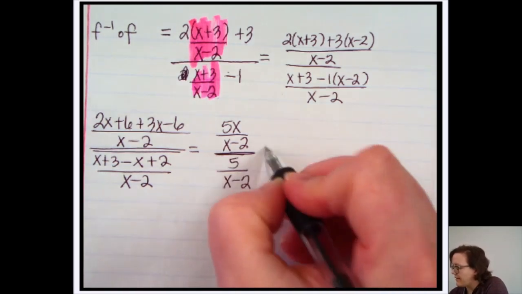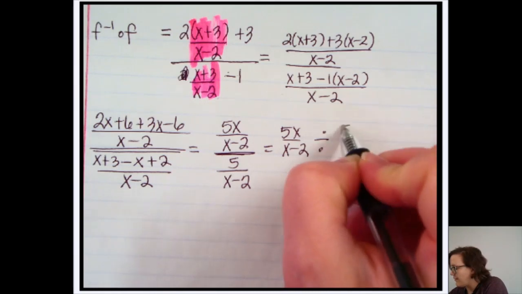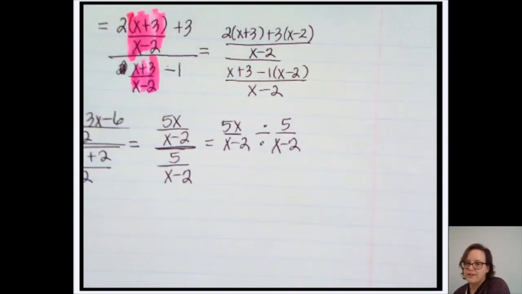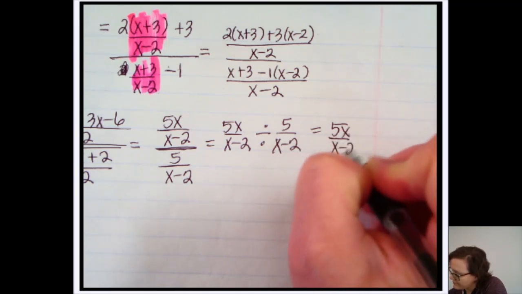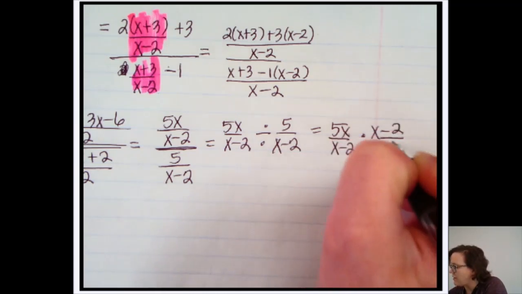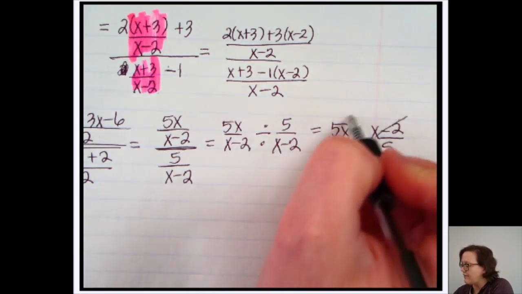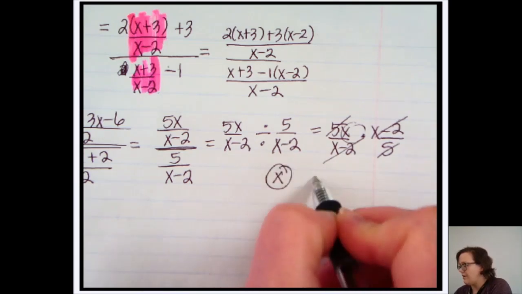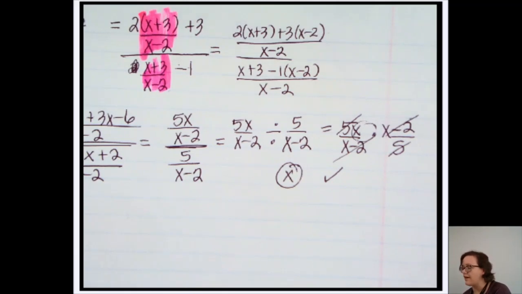So now we can rewrite it as 5x over x minus 2 divided by 5 over x minus 2. And then using our fraction rules for dividing, we flip the second one. So x minus 2 comes up on top over 5. And the x minus 2's cancel out and the 5's cross out, so we are left with just x. Okay? Confirming that these two rational functions are inverses of each other.